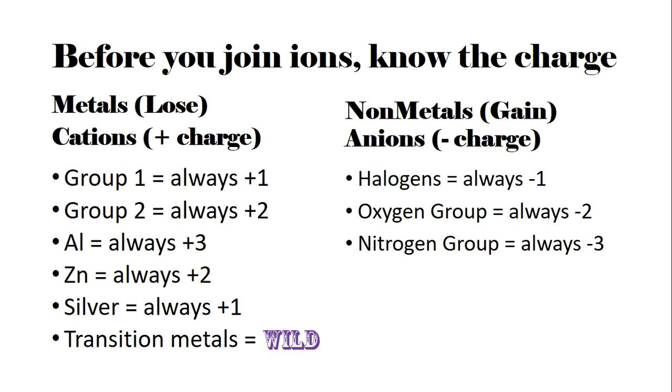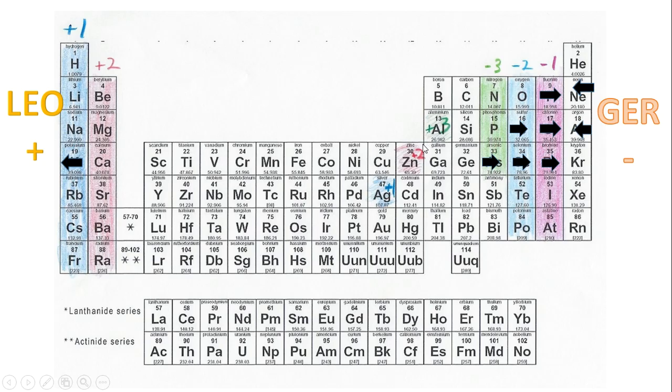So far, so good. So at the end of the day, group 1 is always +1, group 2 is always +2, aluminum is always +3, zinc is always +2, silver is always +1. Right? 1, 2, 3. These 3 in diagonal.